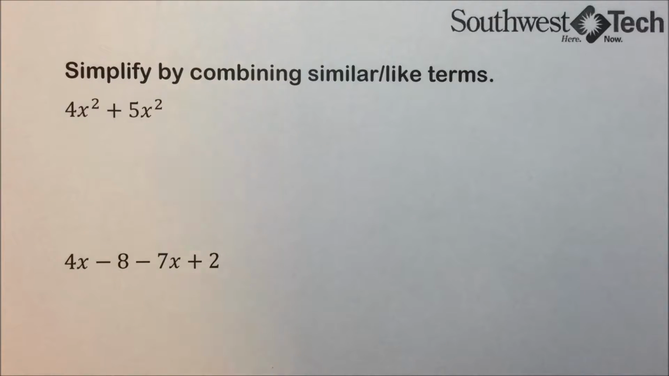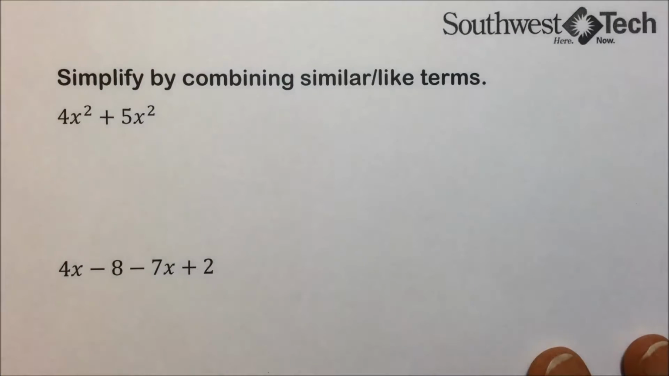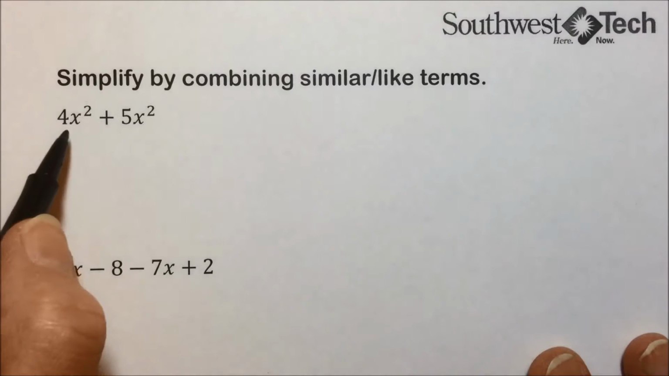Intermediate Algebra Section 1.3, Combining Like Terms. A term is a number, a variable, a product of numbers and/or variables, or a quotient of numbers and/or variables. When terms have variable factors that are exactly the same, we refer to those terms as like or similar terms. And we can often simplify expressions by combining or collecting like terms. And that's what they're asking in these sets of problems here.